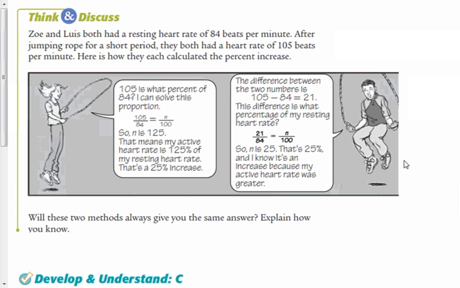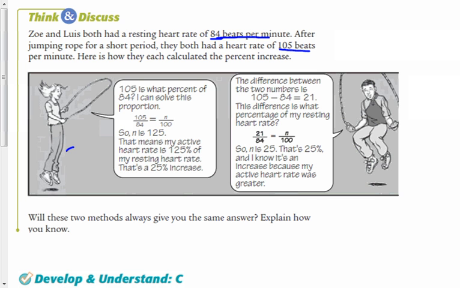Okay, I'm here at the bottom of page 2, and what we're going to do is learn how to find percent increase and decrease, and we're going to do it 2 ways. Zoe and Luis have expressed theirs 2 different ways. The problem is we want to see what percent increase it is from going from 84 beats per minute on your heartbeat when you're not exercising to 105 beats per minute when you are exercising.